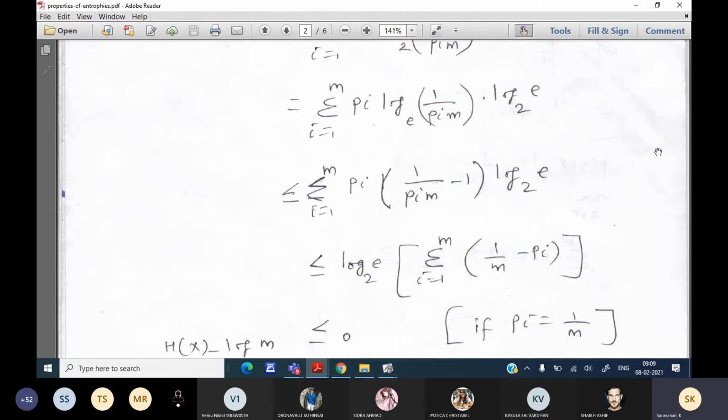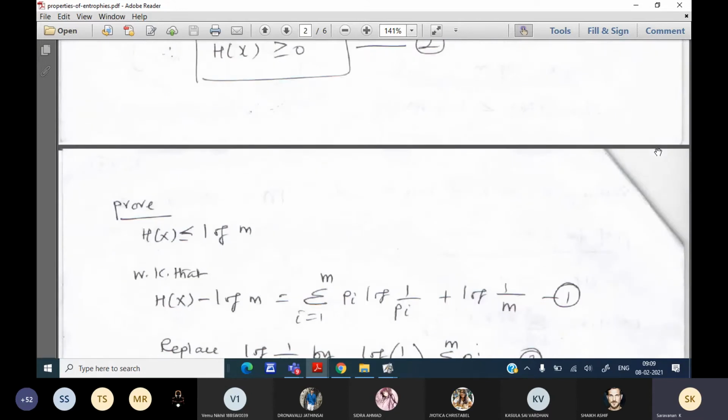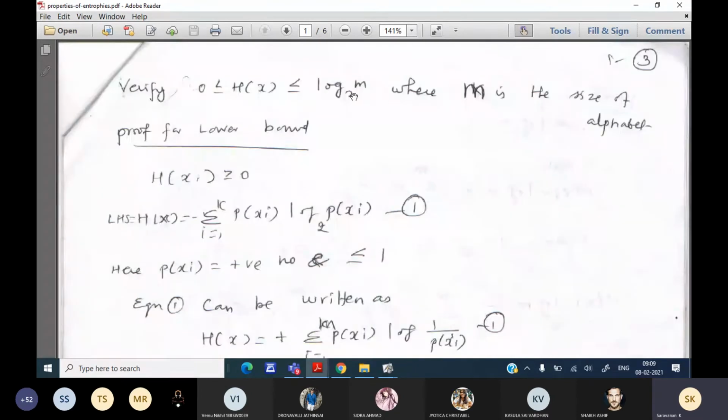Now we have proved the upper bound for this. So h of x is less than or equal to log m base 2.